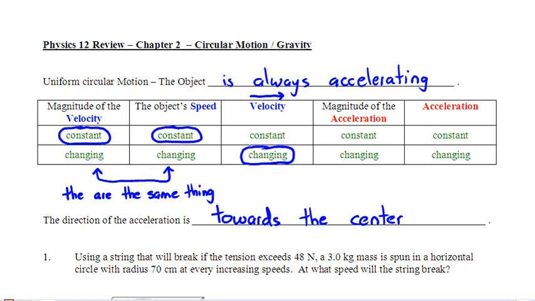For the acceleration part of this table, the size of the acceleration, the magnitude of the acceleration, yeah, we've got a couple of neat little equations that let us figure out how big that size is. It's nice and stable. We could maybe go v squared divided by r, or maybe we're going to go 4 pi squared r all divided by t squared. Those show you what that constant value is for the size of the acceleration when you have uniform circular motion.